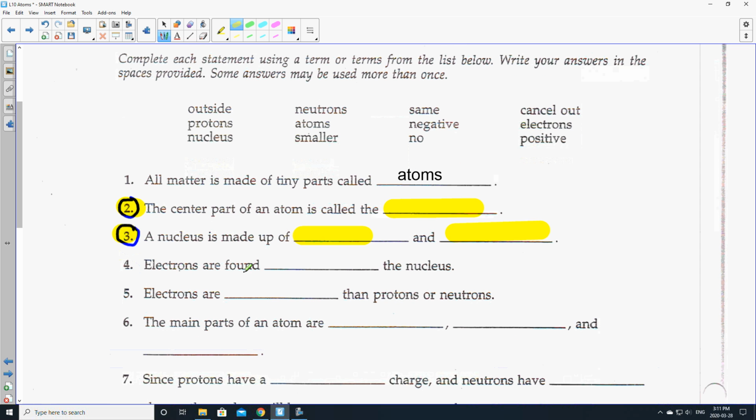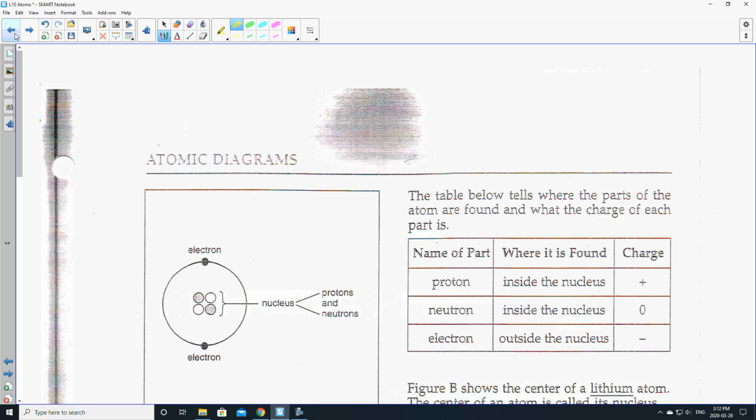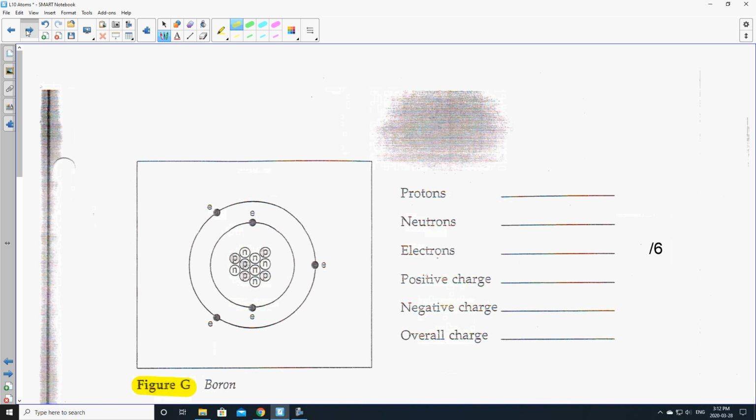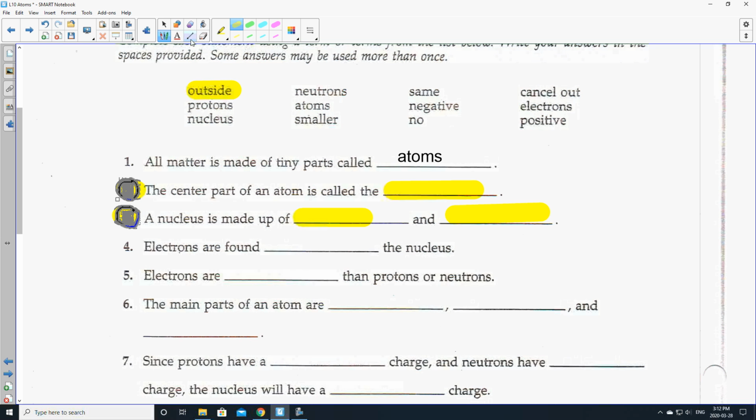Next up, electrons are found blank the nucleus. Let's look up that next one. Maybe we'll do this one together. So where is it found? The electron is found outside the nucleus. So let's look back and fill in that blank. Electrons are found outside the nucleus. So let's write that down.